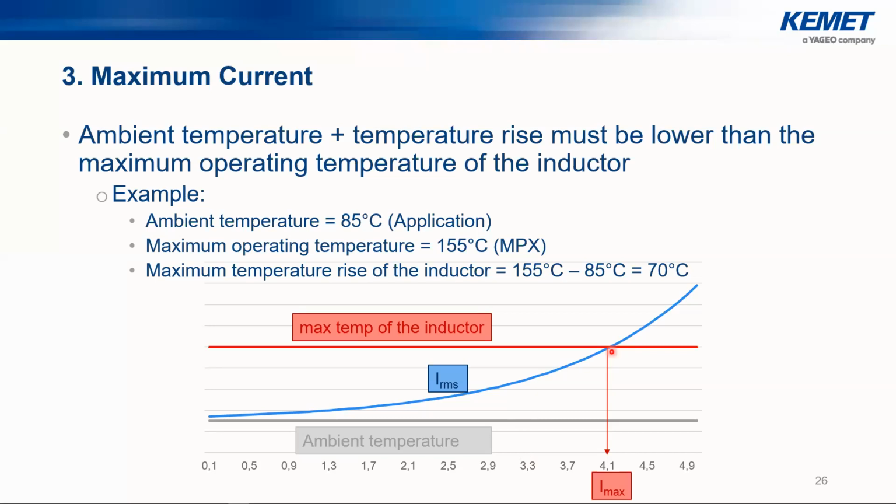But we cannot say how much the maximum current is because we don't know your application. This value, this 85 degrees, is something which is only known by you, the designer, but not by us. So here we cannot give a maximum current. It's not possible for a supplier to give a maximum current because it always depends on your final application.